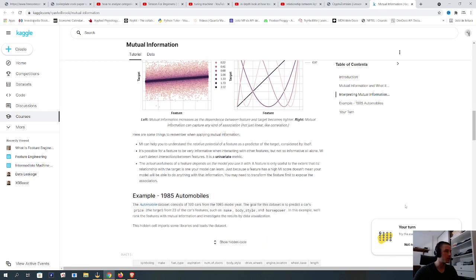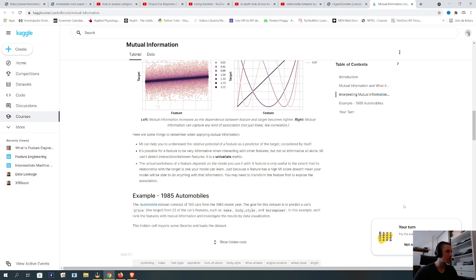Here are some things to remember when applying mutual information. MI can help you to understand the relative potential of a feature as a predictor of the target, considered by itself. It's possible for a feature to be very informative when interacting with other features, but not so informative all alone. MI can't detect interactions between features. It is a univariate metric.